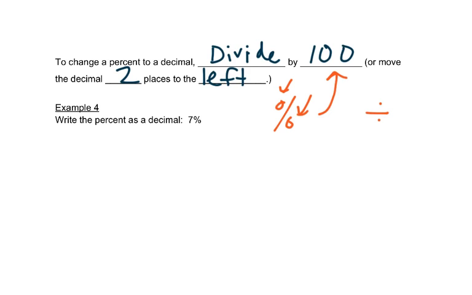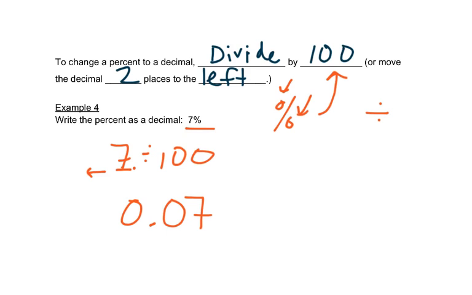So when we see this 7%, you need to think 7 divided by 100, or move the decimal place 2 places to the left. It's right at the end here. So we get 0.07. Usually we put a 0 in front just so we don't lose that decimal place.